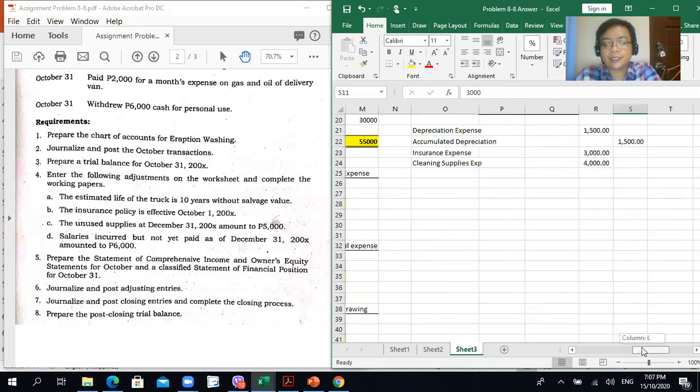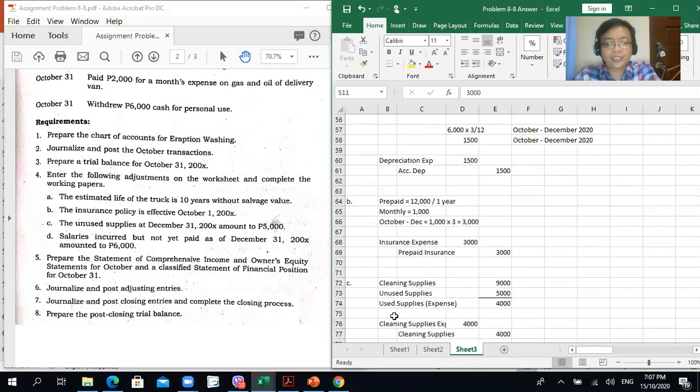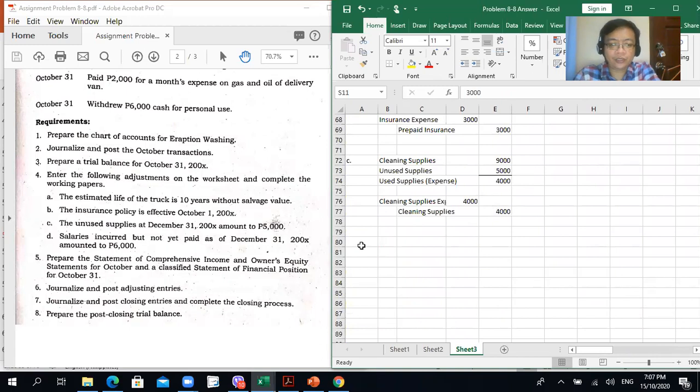Okay. Last one. This is what I told you about, what I told Selena, letter D. I hope this is always the given in the exam. Look: salaries incurred but not yet paid as of December is amounting to 6,000. It should be very easy. What is it? Debit, salary expense. No need to compute because it's already there. Worth 6,000. And you credit here, salary payable.